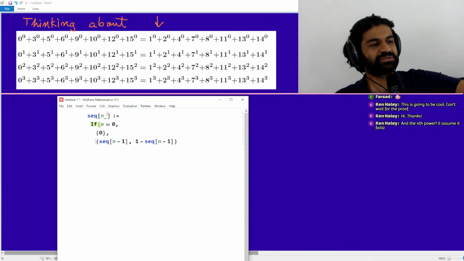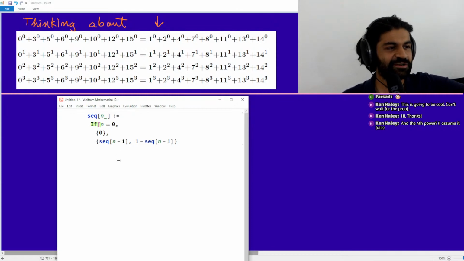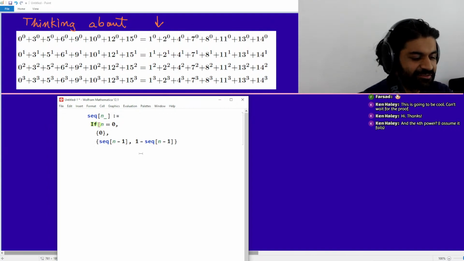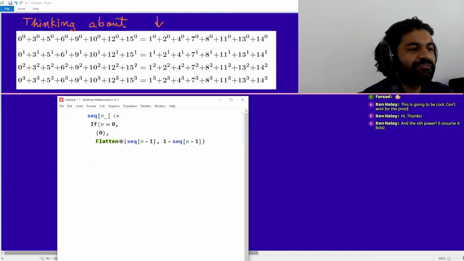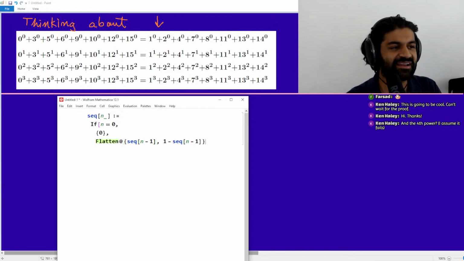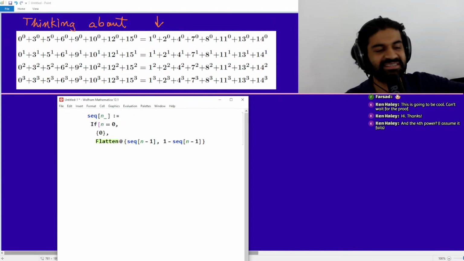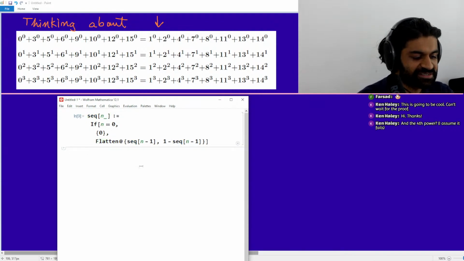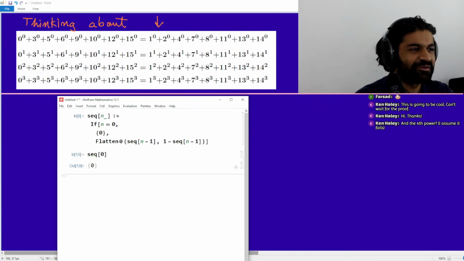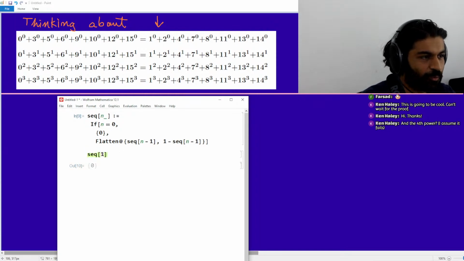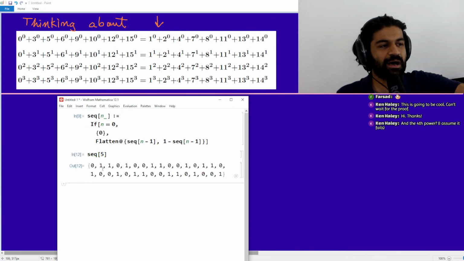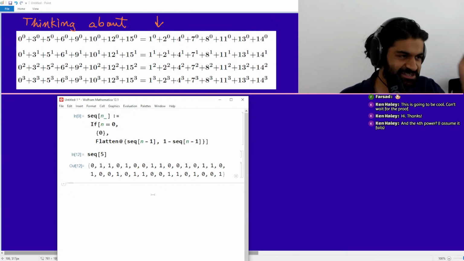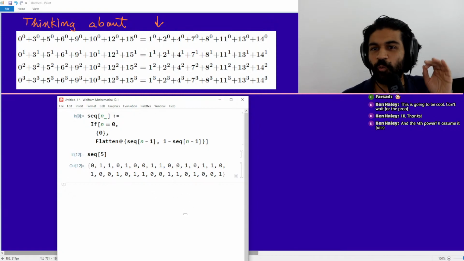Now, what this will do is make a list that contains the first list and the second list, and we don't want all the parentheses that will result from that, so I'm just going to write the word Flatten. Flatten is a bit of code in Mathematica that gets rid of all extra parentheses, thereby flattening the list. And so this is my piece of code. For example, if I ask it for sequence 0, it should just give me 0. If I ask for 1, it gives me 0, 1. If I ask for 5, it should give me a bit list of length 32. That's exactly what we want over here.